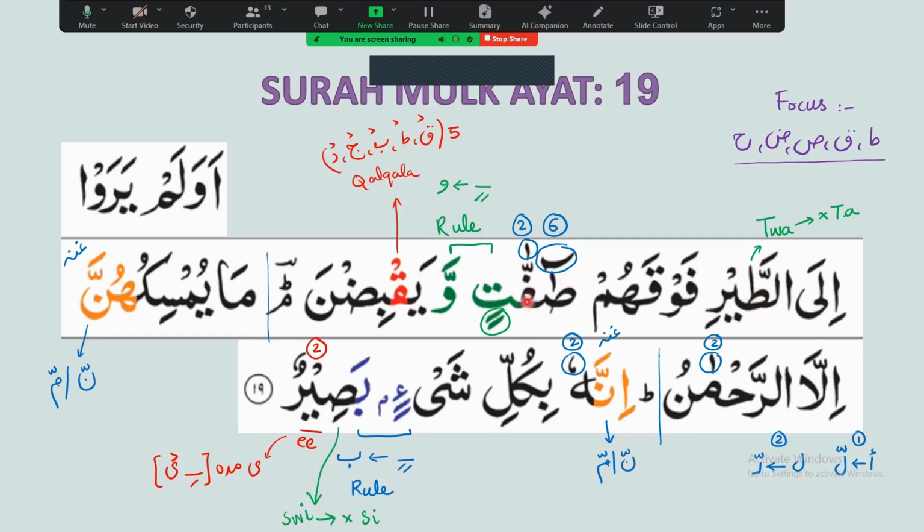Okay, the ta letter here is the light letter, different from the heavy ta. This is a simple letter, the tip of the tongue touches the back of our upper teeth, and we say ti, ti. Also, there is a rule here, because this ta letter has a tanween of kasratain on it.